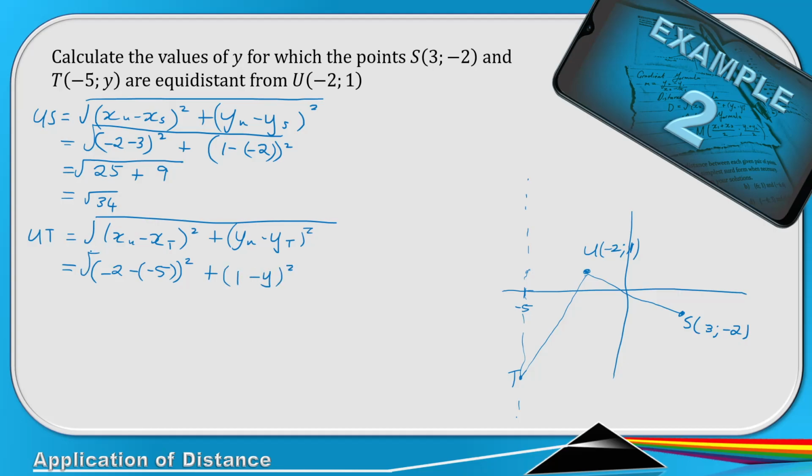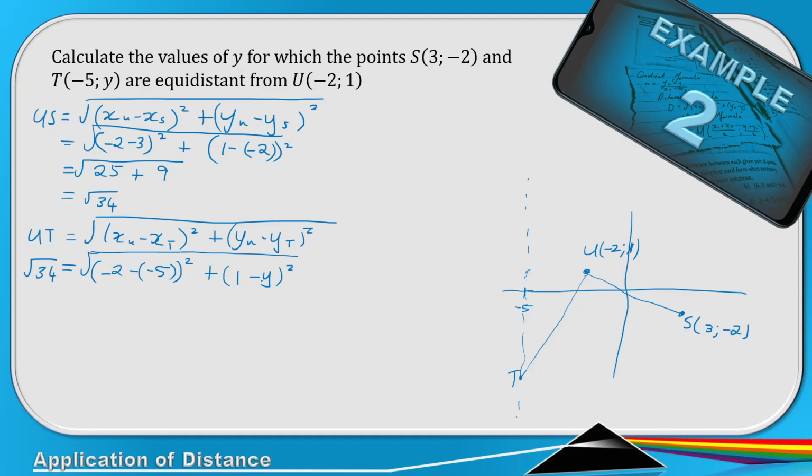Okay, and then another thing is we know this distance of UT because it's the same distance as US, so we can substitute in the square root of 34 in place of UT, and that means that the only thing that we don't know in this entire equation is the value of y, and then we can solve for it.